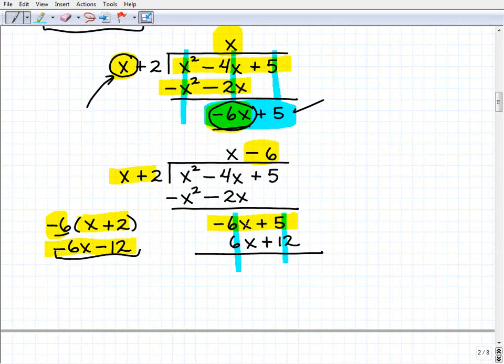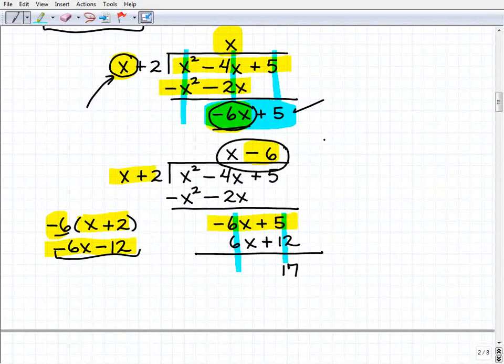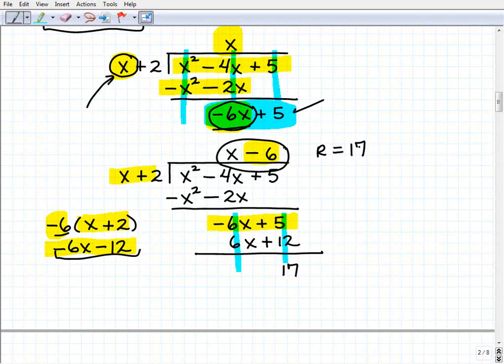And let's see here, negative 6x plus 6x is 0, and 5 plus 12 is 17. All right, so the answer here is x minus 6, and we have a remainder of 17. All right, so basically that's it.